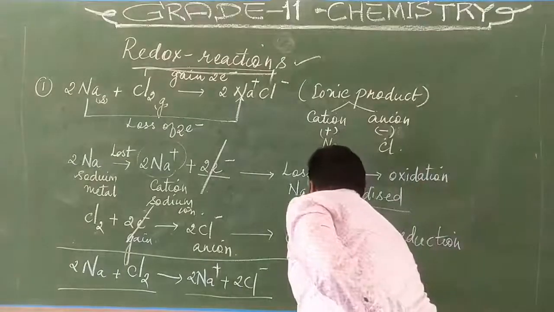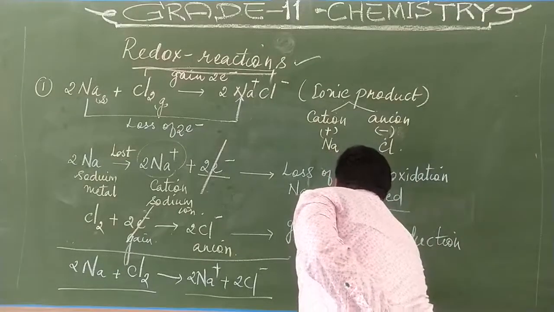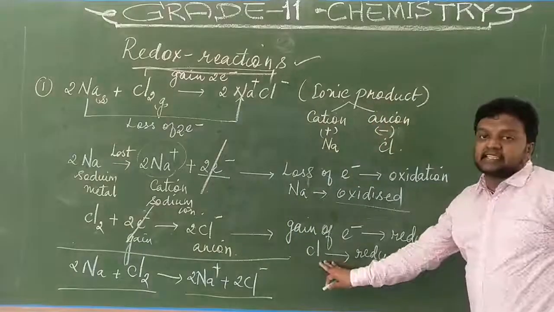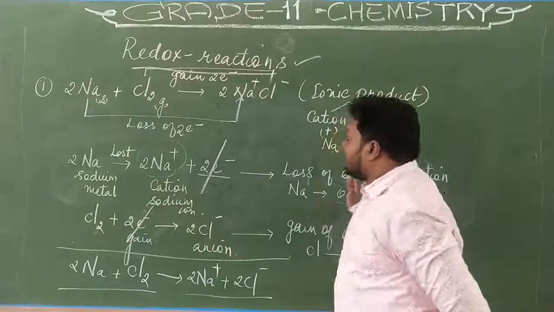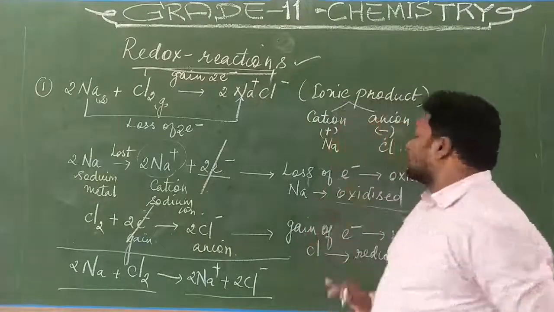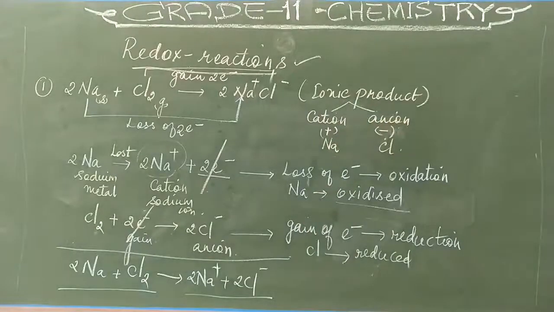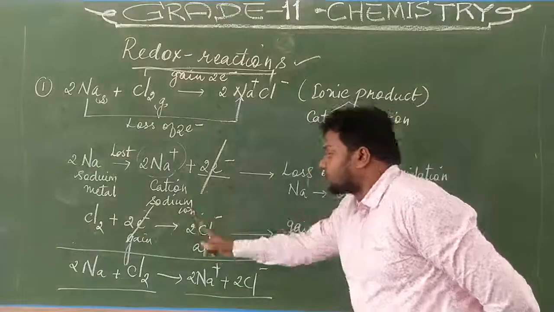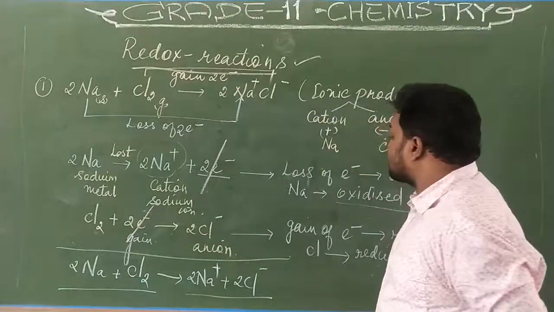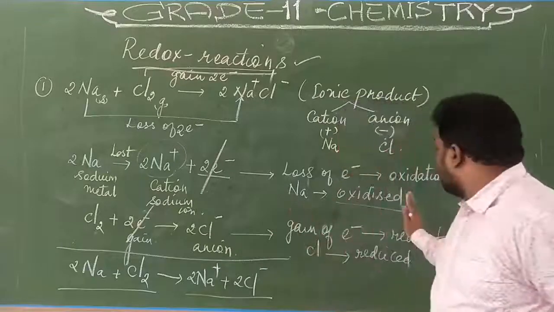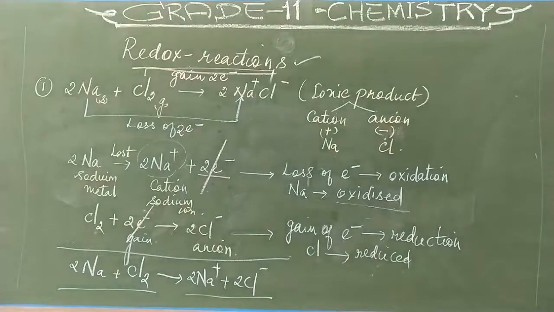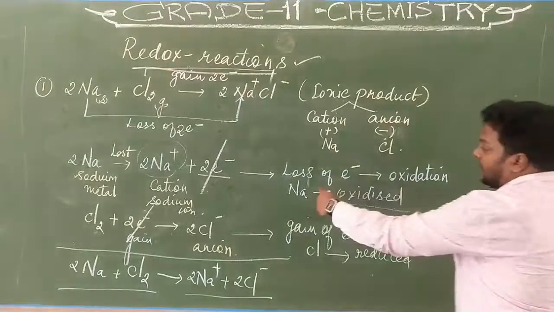So therefore this chlorine is reduced. Why is it reduced? Because it has taken the electrons. Why is sodium oxidized? Because it has given 2 electrons. So loss of 2 electrons here, gain of 2 electrons there. Oxidation is loss of electrons. Reduction is gain of electrons. So chlorine is reduced and sodium is oxidized.